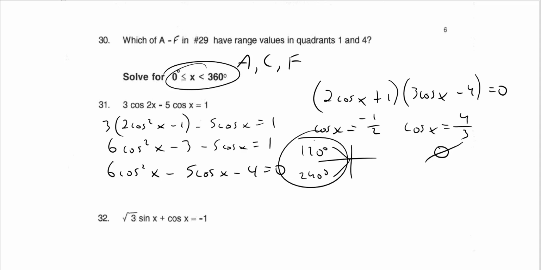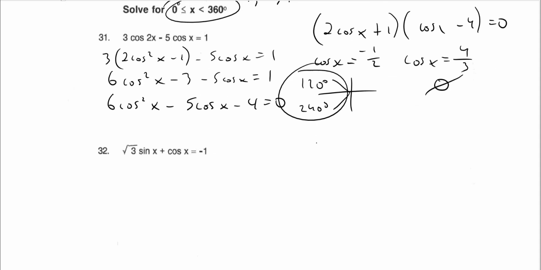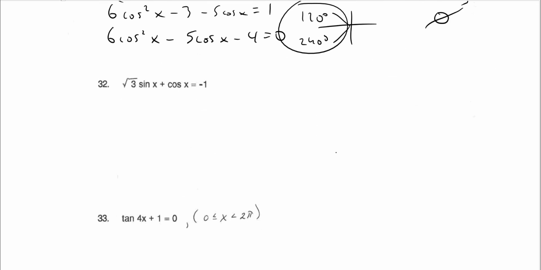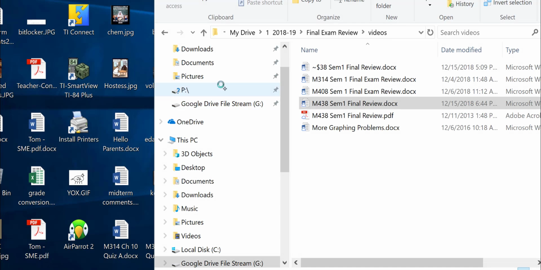Next one is a little complicated because, in fact, we had this one. You saw this problem during the chapter and even in the review sheet. You don't want to square it here because if you square it here, it's crazy looking. So I'm going to move that cosine over. So I get square root of 3 sine of x equals negative cosine of x minus 1. And now I'm going to square both sides.